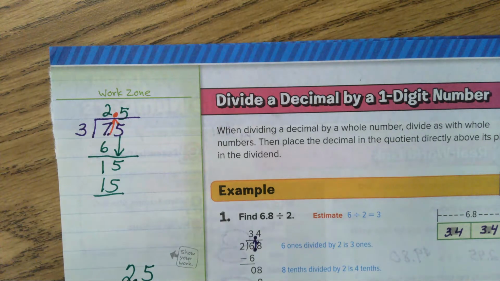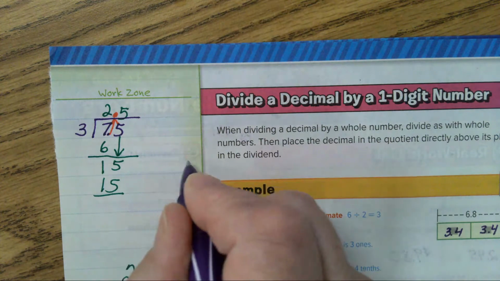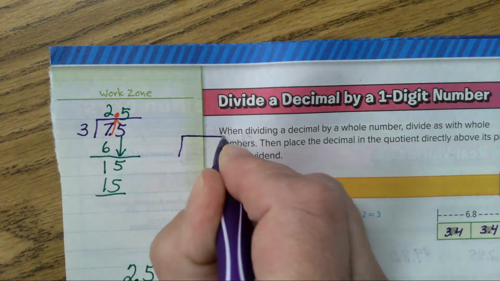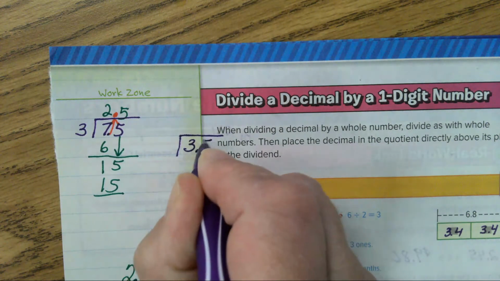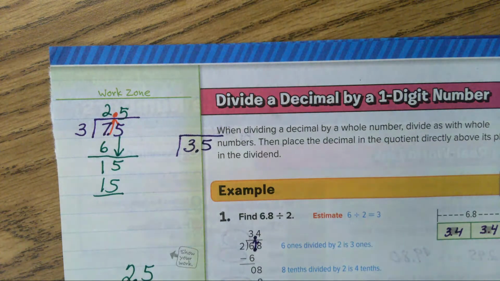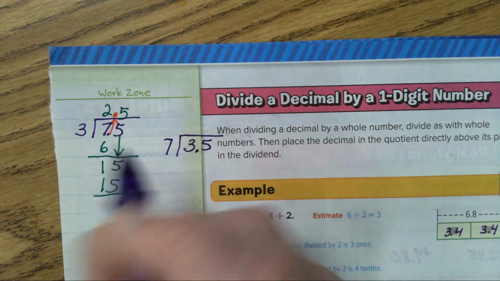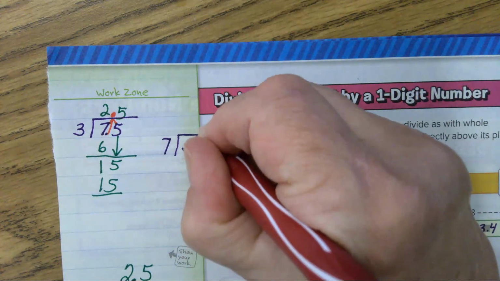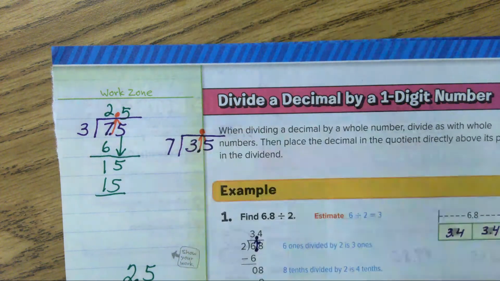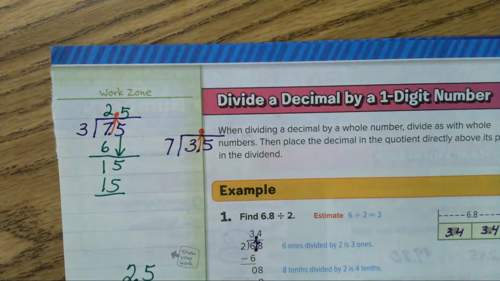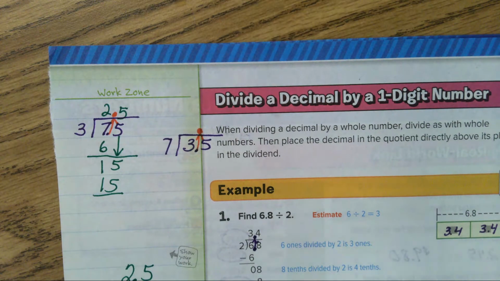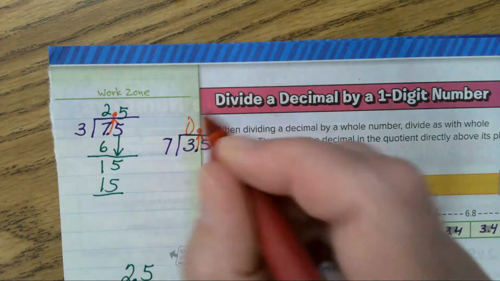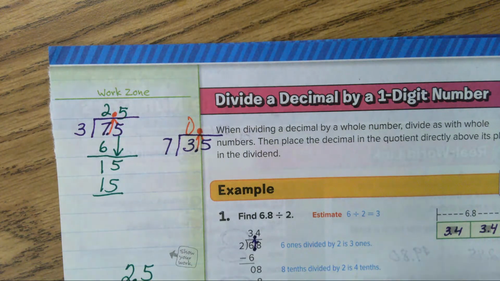All right, our dividend is 3 and 5/10. It's going to go inside the box. Just find a spot where you can show your work. Okay, and the divisor is 7. Before you do anything, put your decimal point straight up. Now, how many 7's will go into a 3? None. So I'm going to put a 0. How many 7's are in a 35? 5.